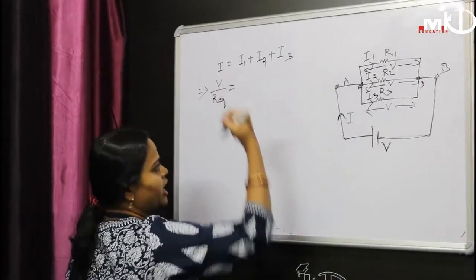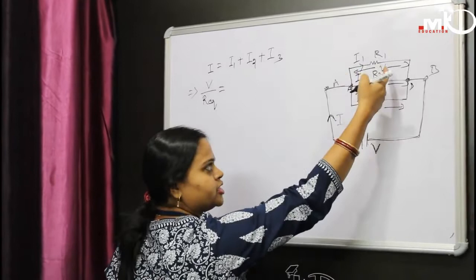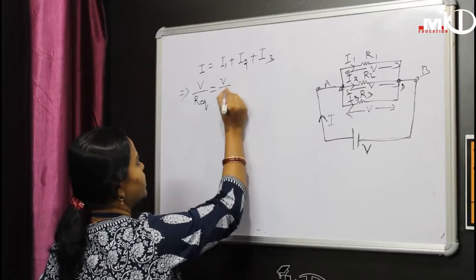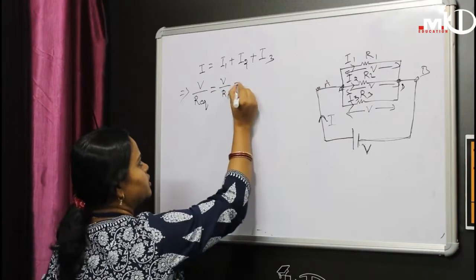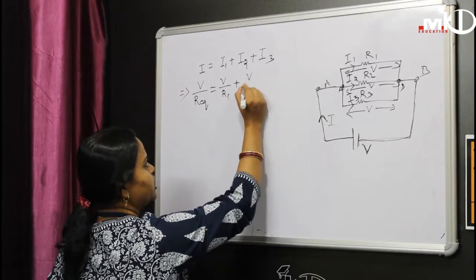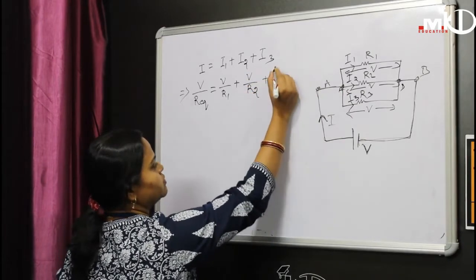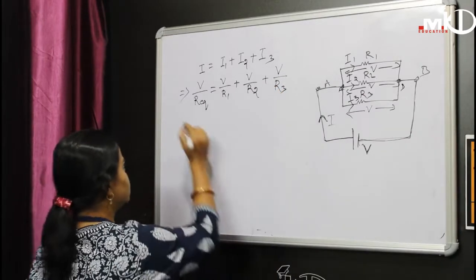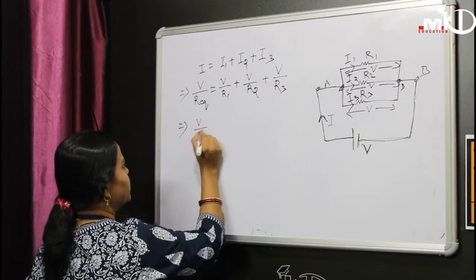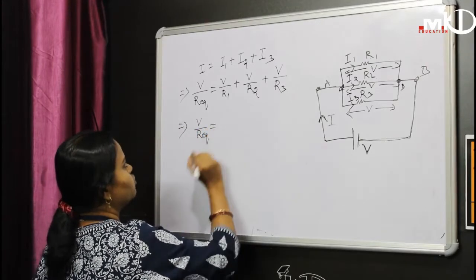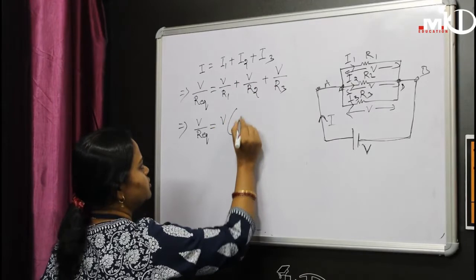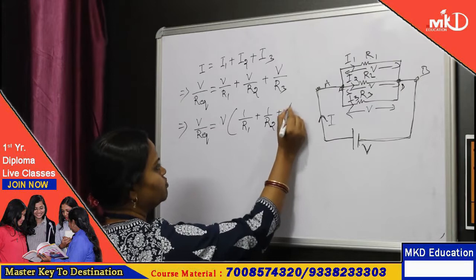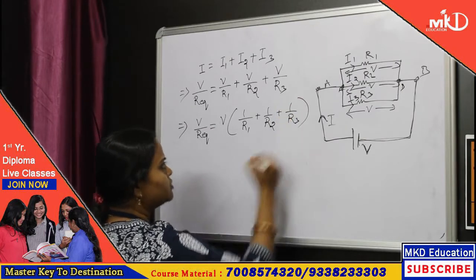Then in place of I1 I can write down, because the voltage is V, respective resistance is R1, so I can write down V by R1 here. Then for I2 I can write down V by R2. Similarly for I3 it should be V by R3. Then V by R equivalent is equal to, I am taking V as the common one, 1 by R1 plus 1 by R2 plus 1 by R3.